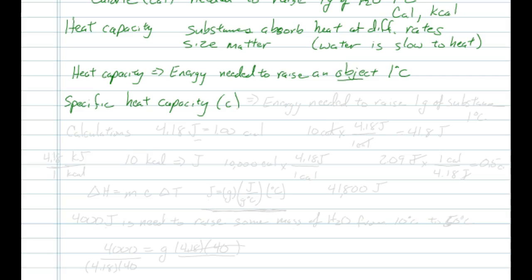Specific heat capacity, which is abbreviated C, by the way, is the energy needed to raise 1 gram of a substance 1 degree Celsius. For water, the definition of a calorie is 1 gram of water. So 1 calorie is also the specific heat of water.